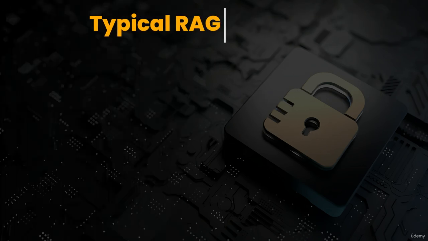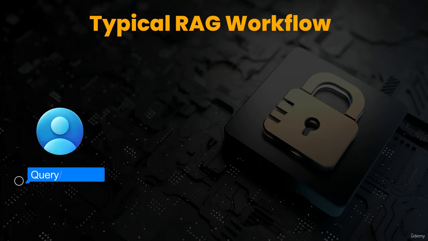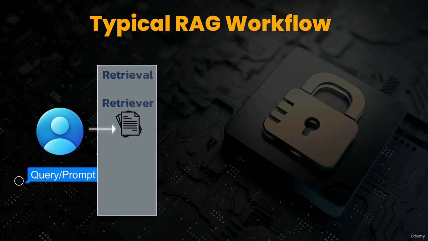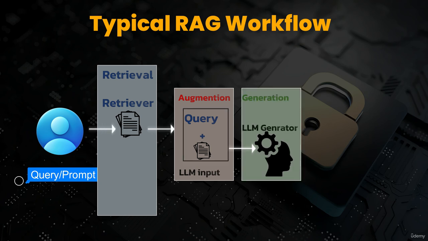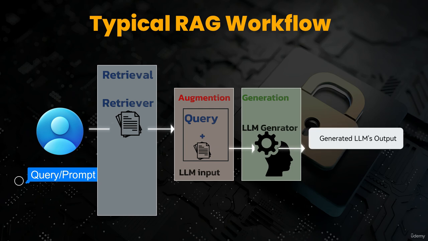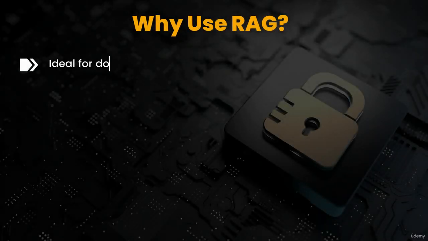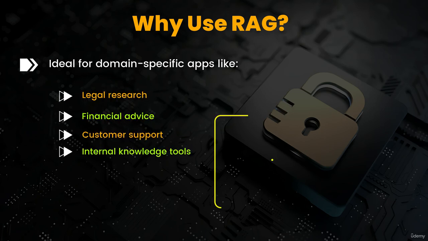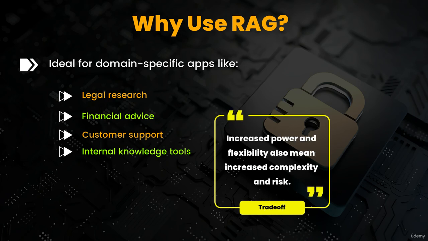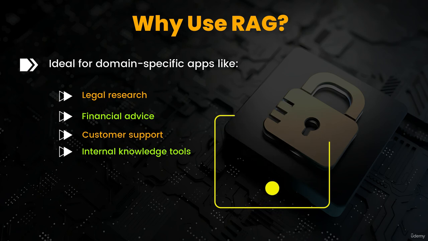The typical flow looks like this. The user asks a question, the system turns that into a search query, it retrieves the most relevant documents, feeds those documents into the model's context, and then the LLM generates a final answer. This setup is super useful for domain-specific applications like legal research, financial advising, customer support, or internal company tools. But like everything powerful, it comes with trade-offs.